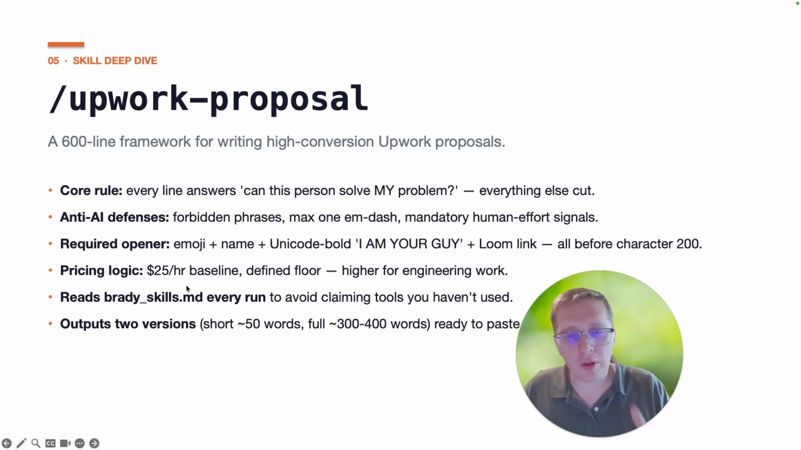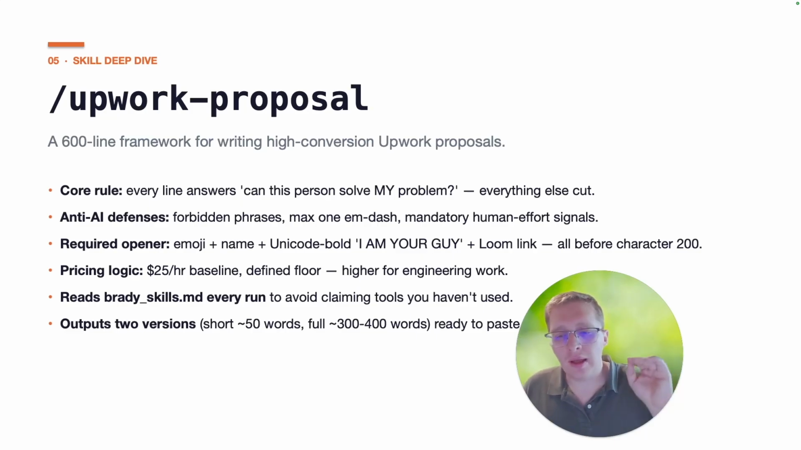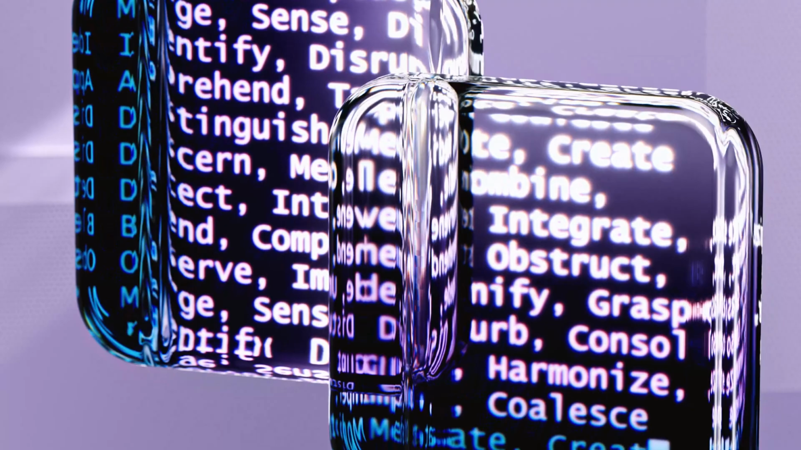It's just purely based on the value of the project. It's Brady_skills.md every run. So this is kind of a memory file that I have, and every time I do a project in Upwork or I do a personal project, I go and update Brady_skills.md. That way, when it's writing the proposal, it goes through and looks at the summary of all the skills that I have and is able to include them in the proposal based on the job description.